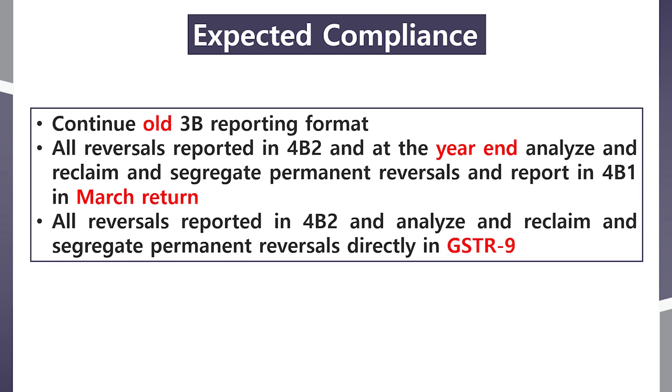Few people may keep 2B as the basis and consider all sorts of reversals under temporary reversals in 4B2 because they want to come back, revisit and review whether it is reclaimable. And they might decide to do an annual reconciliation to finally segregate between permanent reversals and temporary reversals. Or few may even consider going with the temporary reversals and doing all the segregations directly in GSTR 9, that is, the annual return. All these approaches people may resort to.